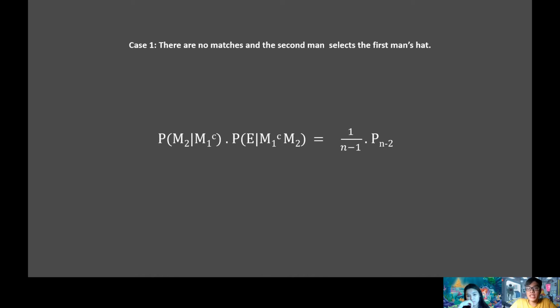Therefore, the probability of case 1 would be equal to the product of the probabilities of the two steps. The first step is the second man choosing the first man's hat, which is 1 divided by n minus 1. And the second step is the probability that there are no matches among the n minus 2 men left.